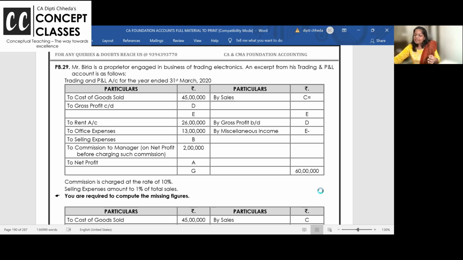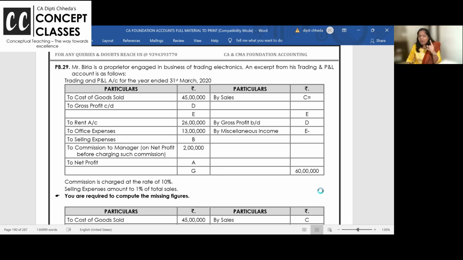Let us read it. Mr. Birla is a proprietor engaged, and he has made the trading P&L account. COGS is given. Yesterday I told you COGS is opening plus purchase minus sale. It's like, opening plus purchase minus closing stock. Opening plus purchase plus expense minus the closing stock. This is the cost of the goods sold.